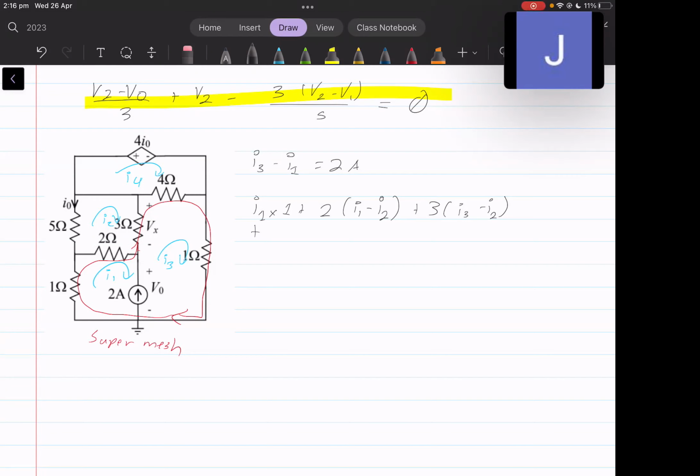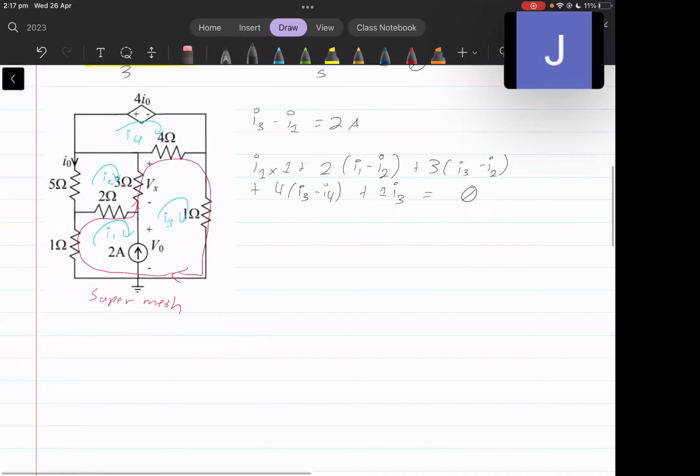And then what's the current going to be flowing through the 4 ohm resistor? Anyone? Perfect, yeah. And then plus 1. And that's all equal to 0. So then we can go through meshes I2 and I4 next.